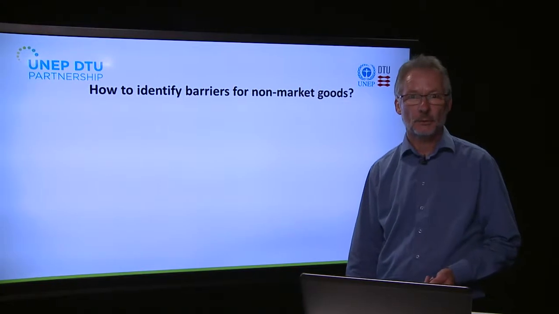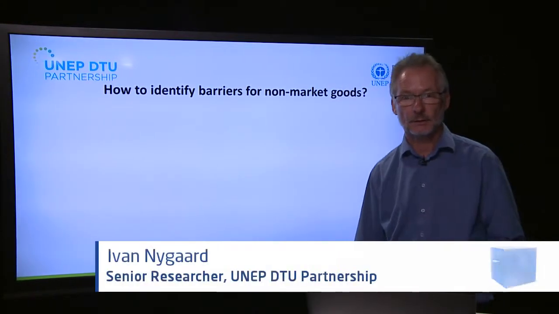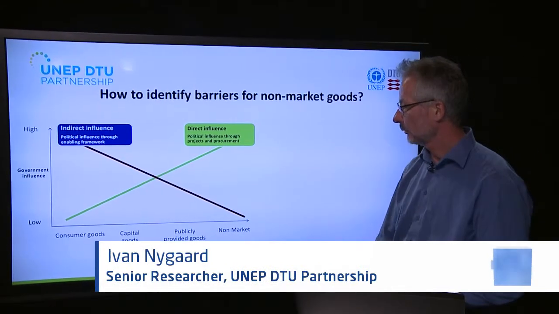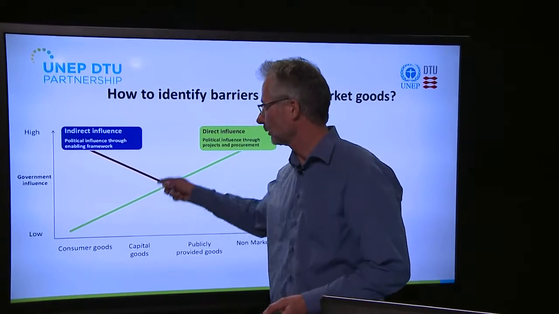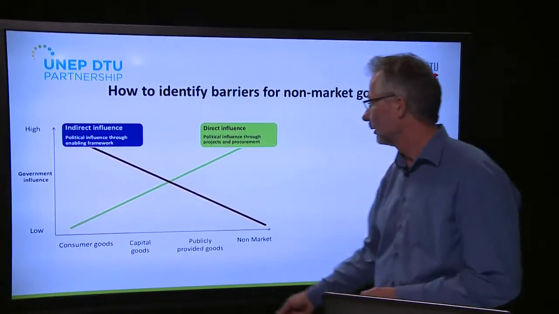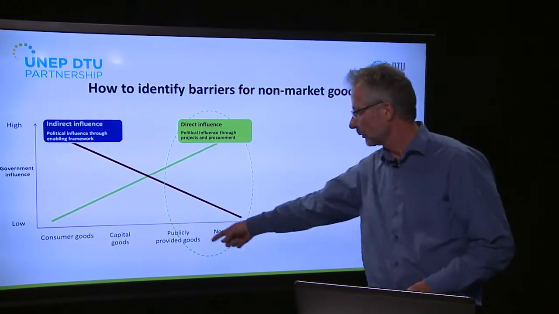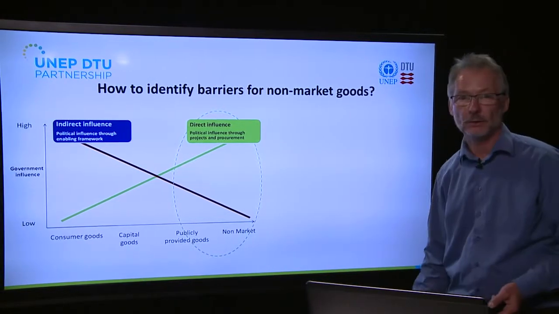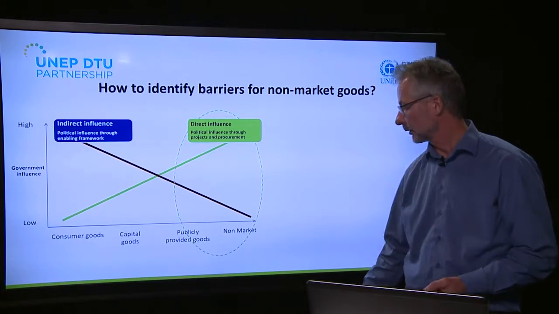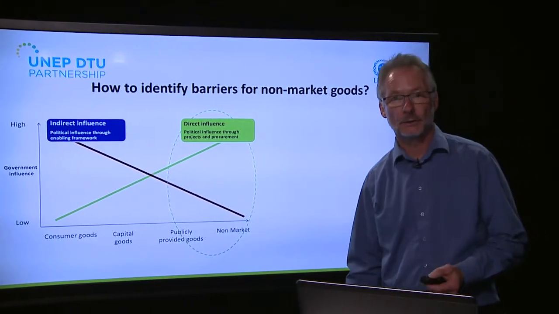Welcome to this component which focuses on how to identify barriers for non-market technologies. The last component was focusing on barriers for market technologies, which we find on this side of the screen. This component will focus on non-market technologies, which we find on this side of the screen. Non-market technologies consist of two categories: publicly provided goods and non-market goods.